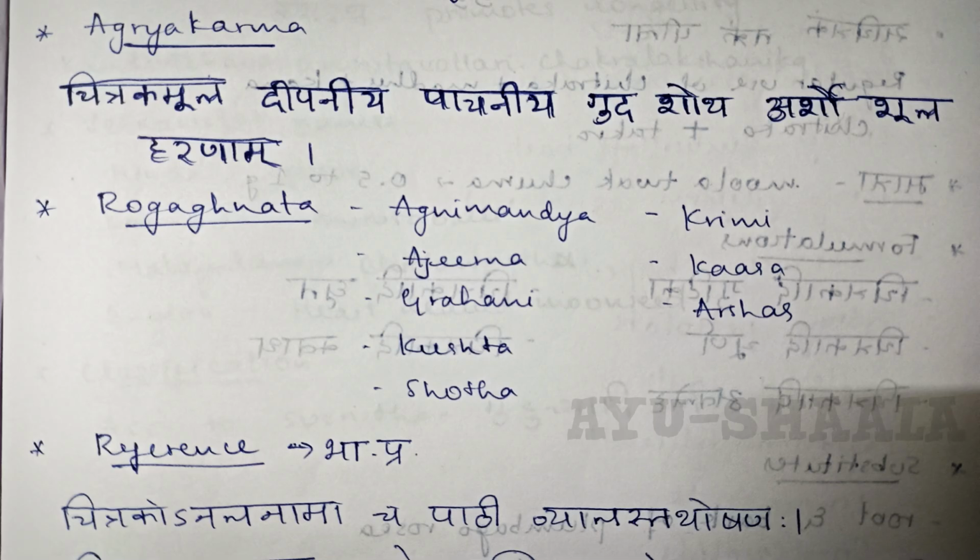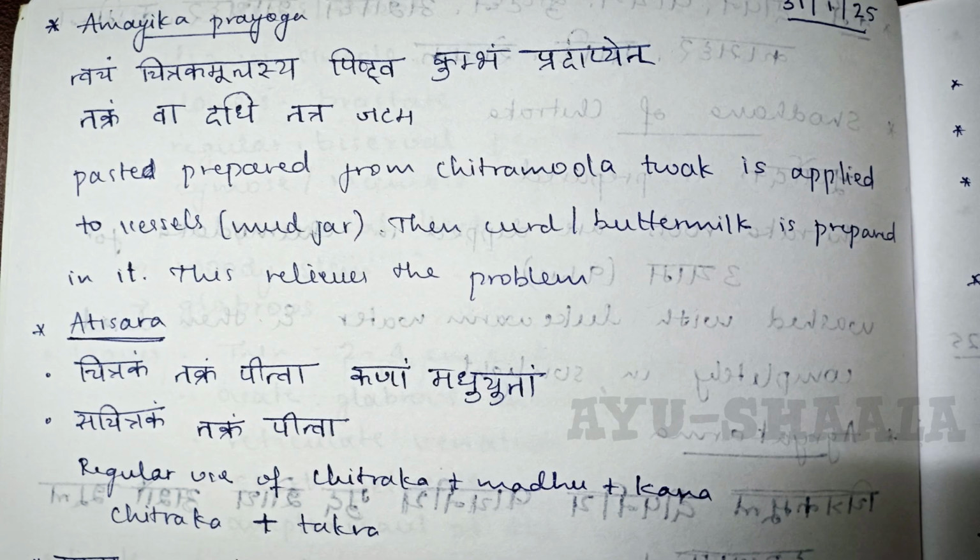Aushadha Karma. It's important to study a drug's Aushadha Karma. So for Chitraka Moola, we have Deepaniya, Pachaniya, Guda, Shotha, Arsho, Shula Haranam. Now it's Rogaghnata. As I said and mentioned in Karma also and in Aushadha Karma, you can just write those diseases in the Rogaghnata.